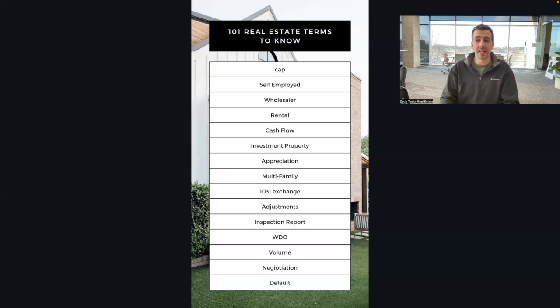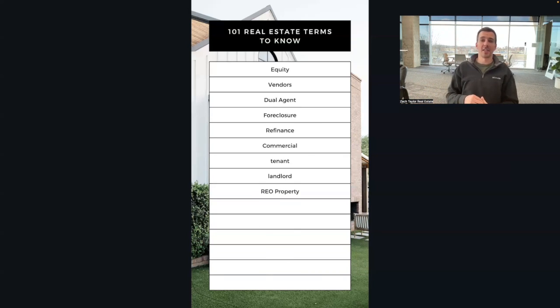Negotiation. This is the concept prior to accepting an offer that the seller and buyer go back and forth to agree on terms. They are negotiating. That's the negotiation phase. Default. This means somebody has not been paying their mortgage and they are now in default to the lending company, to the mortgage. They're in default.